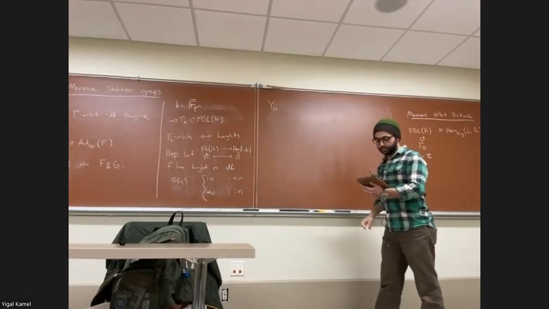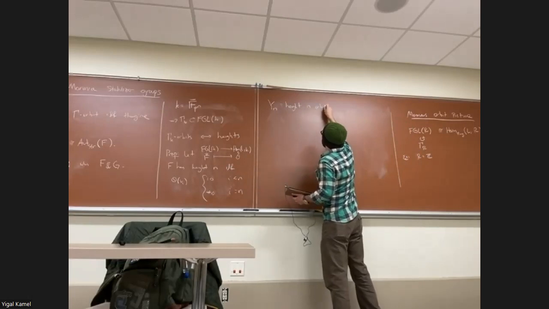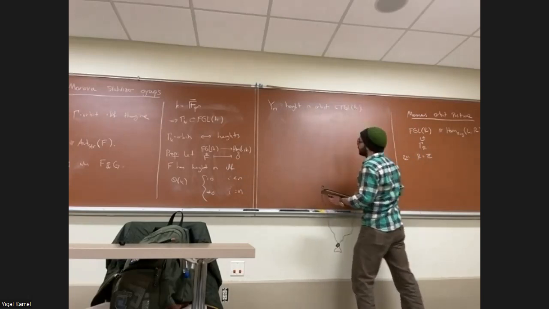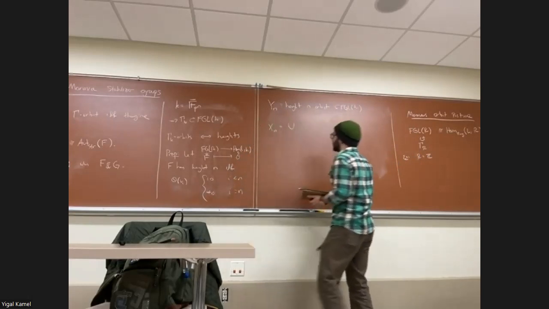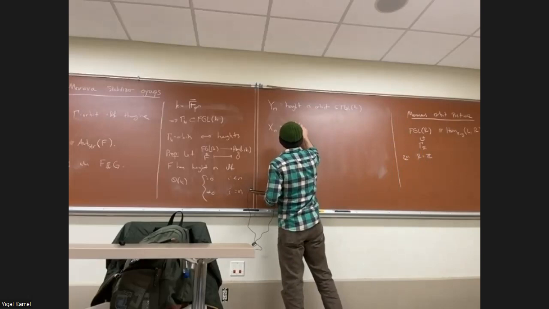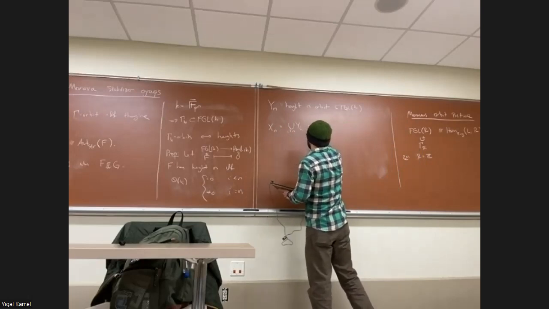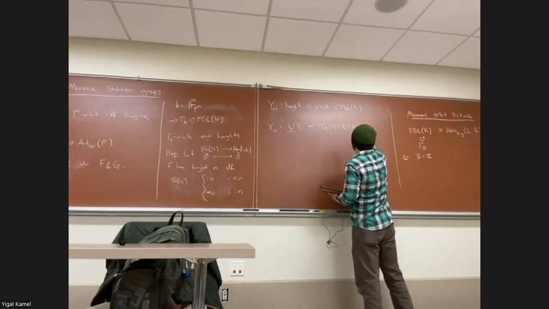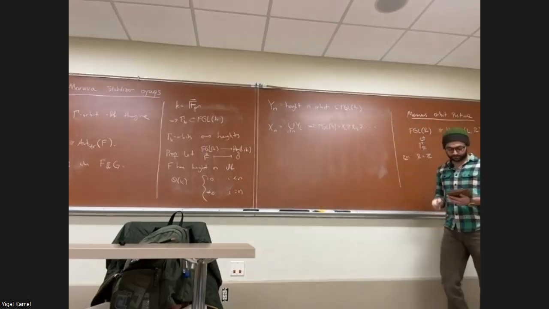So let Y_n be the height n orbit. Then we can take X_n to be all of the height i orbits above n, so Y_i for i greater than or equal to n. This gives us a filtration on all the formal group laws. And this is like the analog of the thick subcategory theorem, basically.